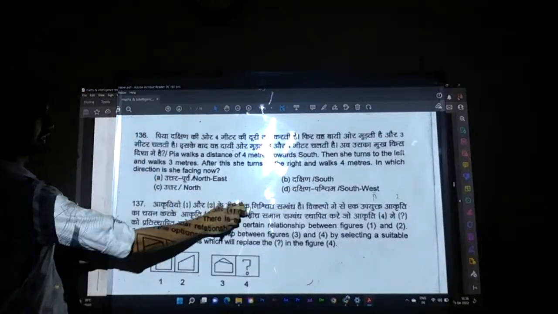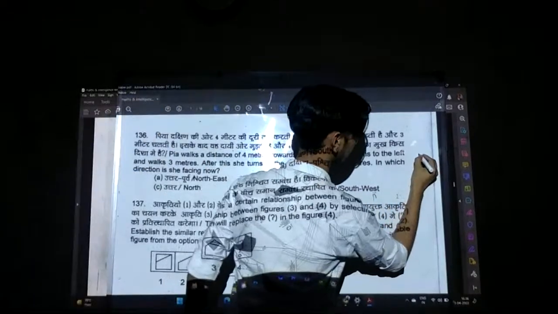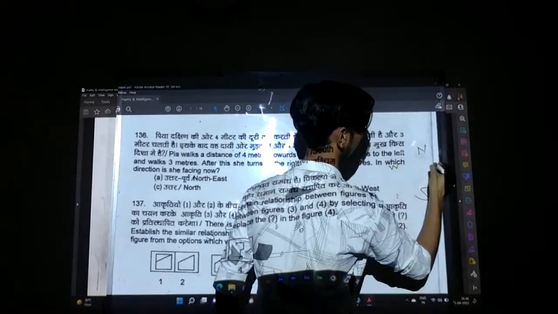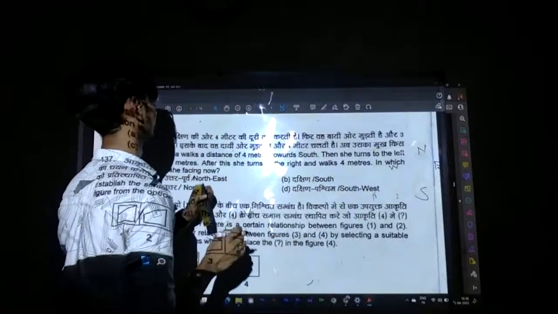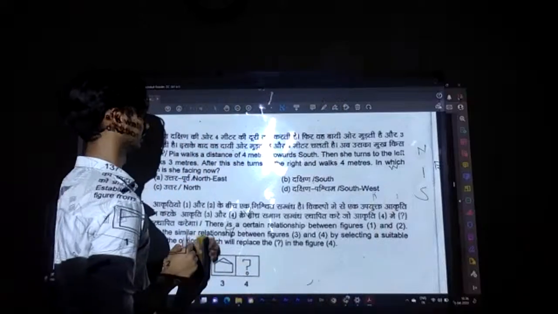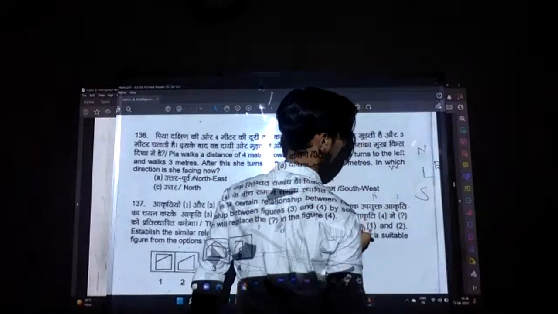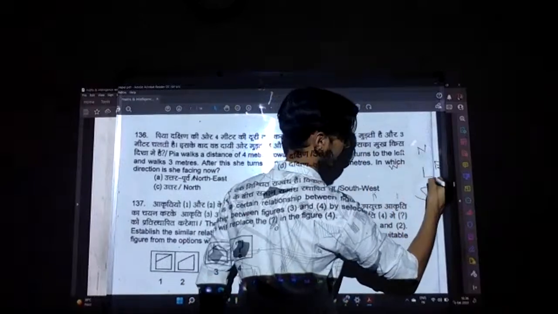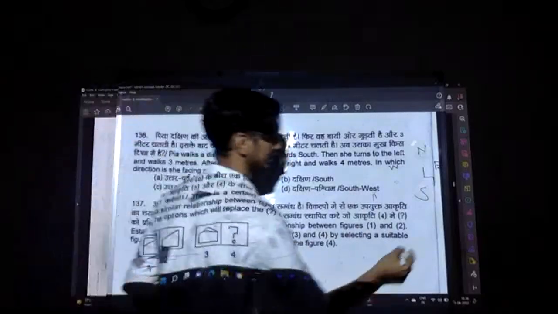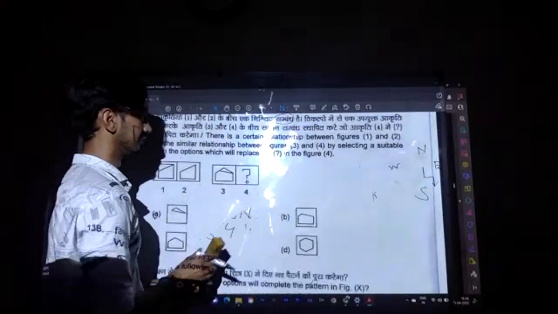Now in question number 136, you just have to draw north, south, west, and east. Here it is given that Pia walks 4 kilometers down to the south, then turns to the left and walks 3 kilometers. Then she again turns to the right and goes 4 kilometers. Now, in which direction is she facing? She is basically facing the south direction. So the correct option is option B.